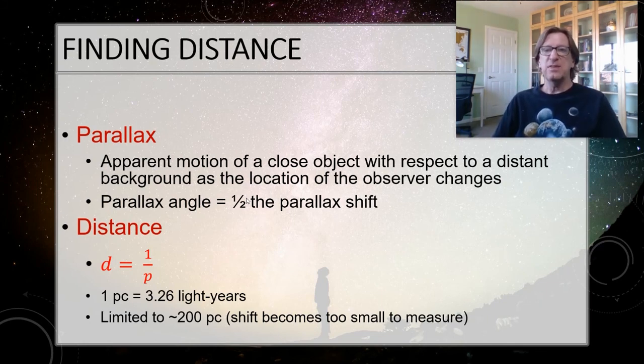And then I'm going to start showing you all the tools, the equations that you're going to need to be keeping up with from here on out. And this is the first one that actually shows up in your equation sheet. The distance is 1 divided by p, the parallax. And then most of the time, you're going to have to multiply by 3.26.